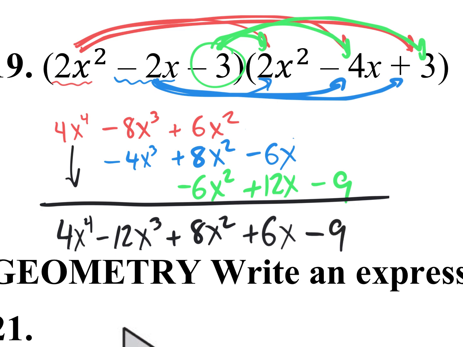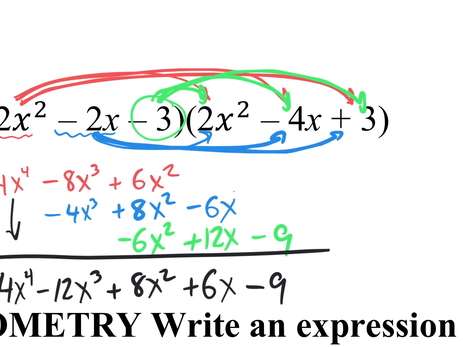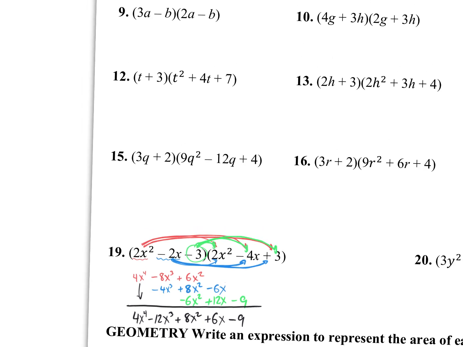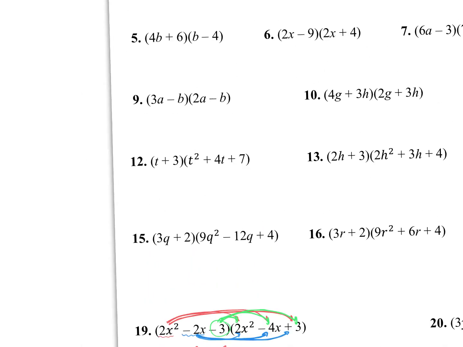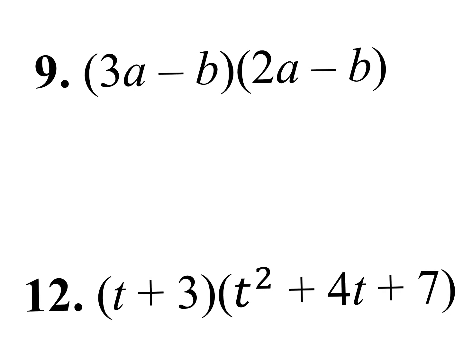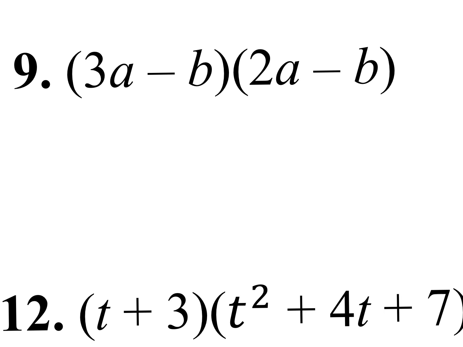That's as hard as it gets. What do you think? Actually, I'm lying. It gets a little bit more fun, where you have more than one variable. Like, for example, 3a minus b times 2a minus b. It's not harder, but some people get confused when it's more than just x or more than just a.